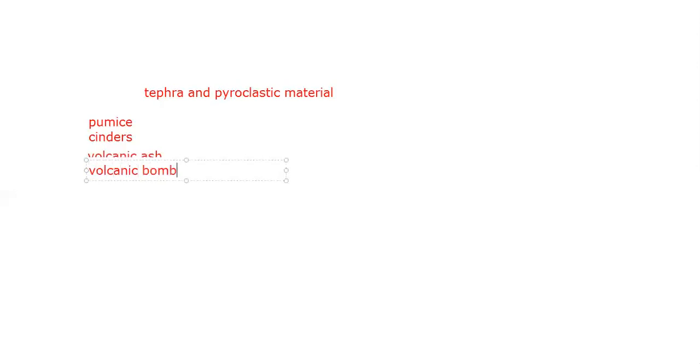The next one that we're going to look at is volcanic bombs, right? Volcanic bombs. And this is a mass of molten rock. So it's normally larger than 2 inches, right? So it ranges from maybe the size of your finger to a car. So the size of volcanic bombs varies, right?